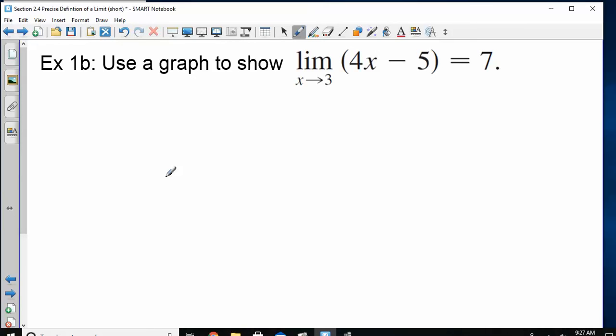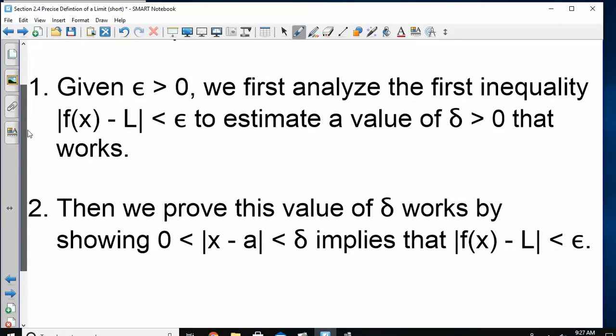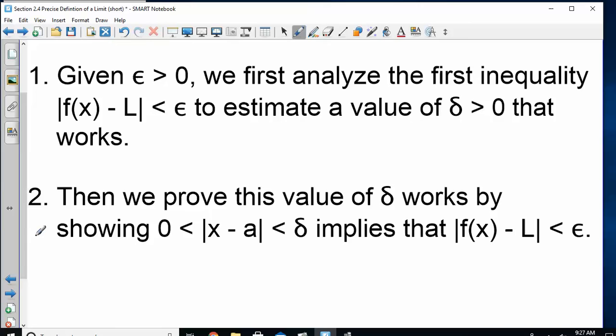Do we need to show another one on the graph? No? Okay, then I'll skip this and we'll talk about the definition. So, the definition, you have to follow my process. I'm going to give you steps. You have to do it every single time.